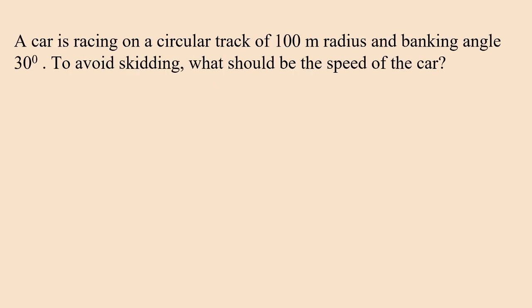Now the third one. A car is racing on a circular track of 100-meter radius and a banking angle 30 degree. To avoid skidding, what should be the speed of the car? You can read once more.